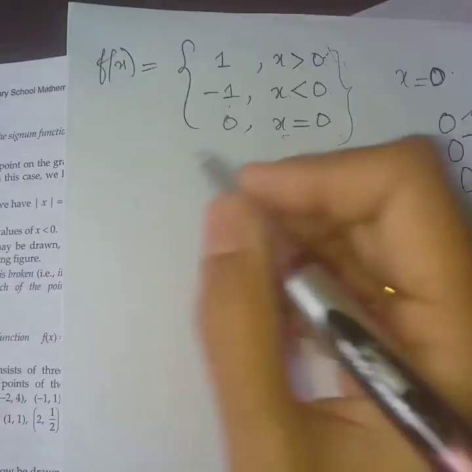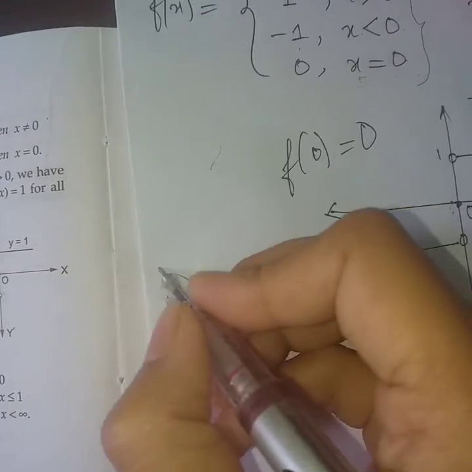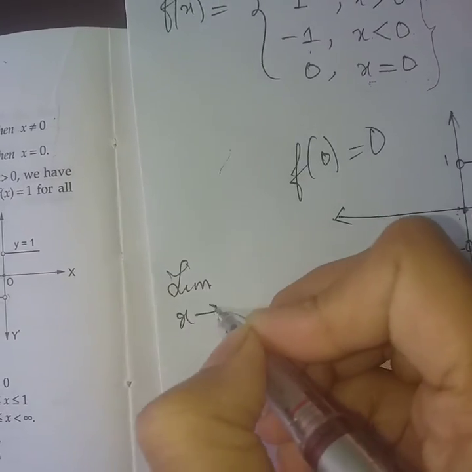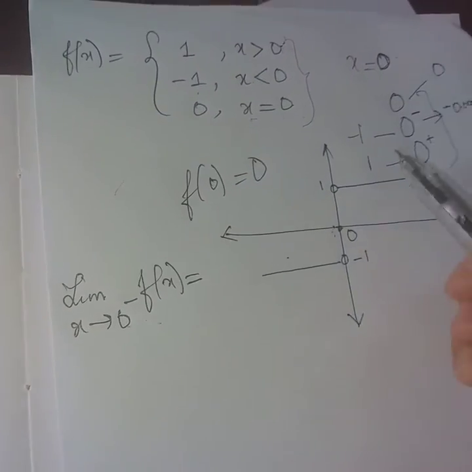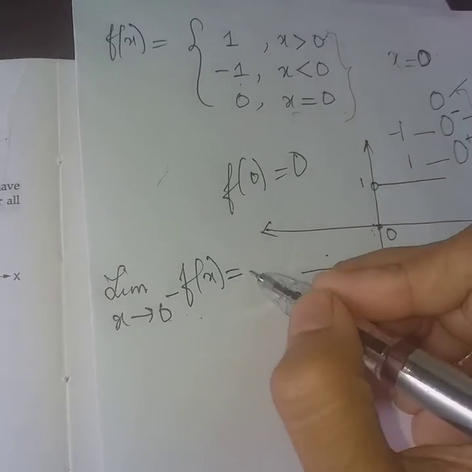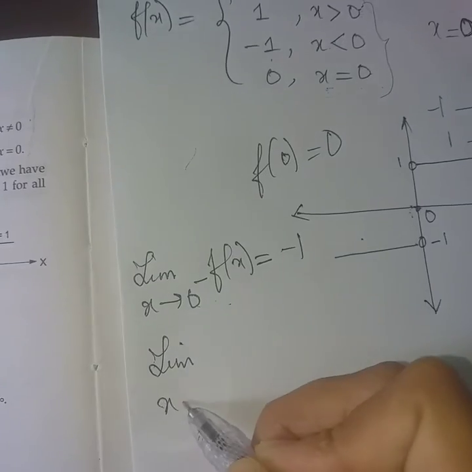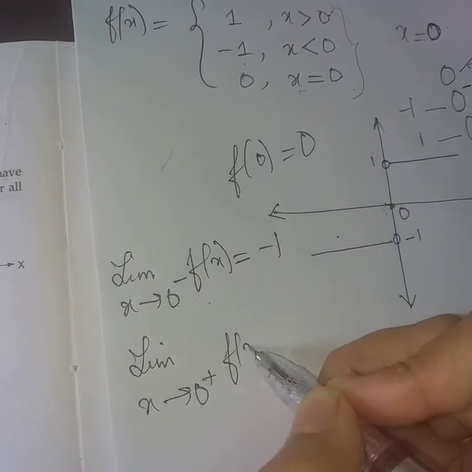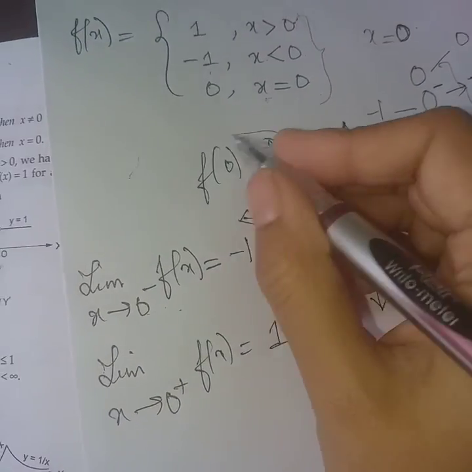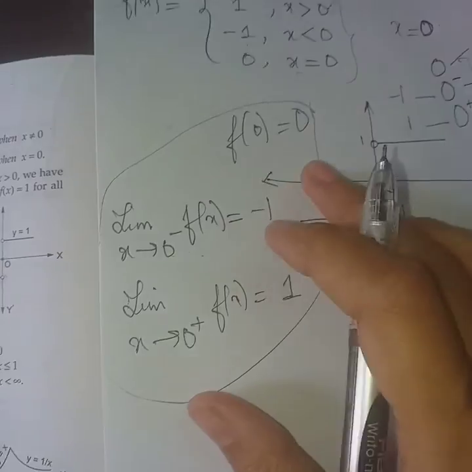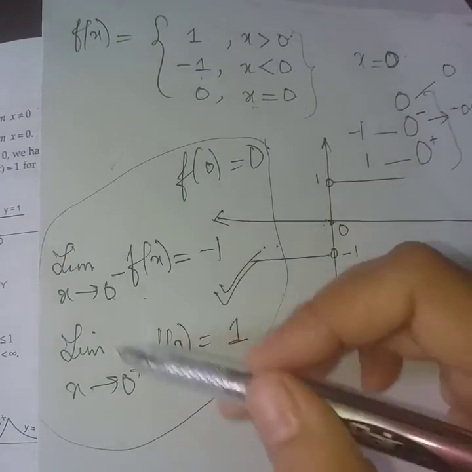So in this case f of 0 is 0. The limit of f(x) as x tends to 0 minus, that is, when the value of x is slightly less than 0, is -1. The limit as x tends to 0 plus, that is, when the value of x is slightly greater than 0, is 1. So these 3 values do not match. This is a discontinuous function. This is how we prove it using the definition.